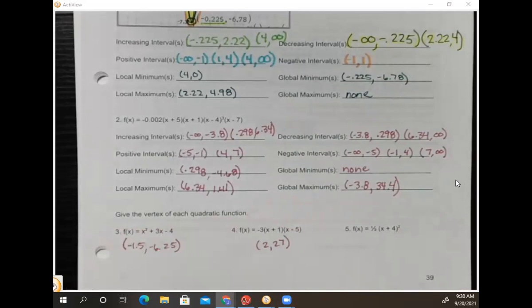And then for homework tonight, you have a notes video where we're going to start looking at those more quadratic-specific ideas.